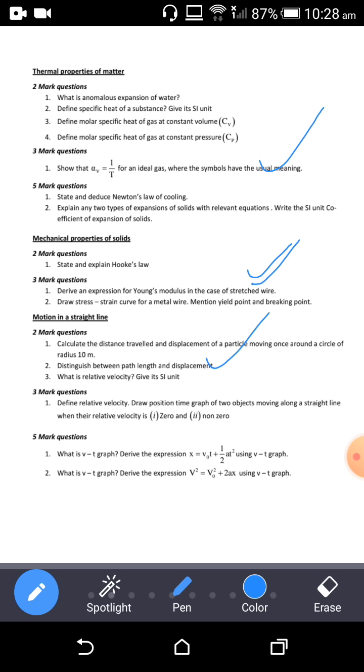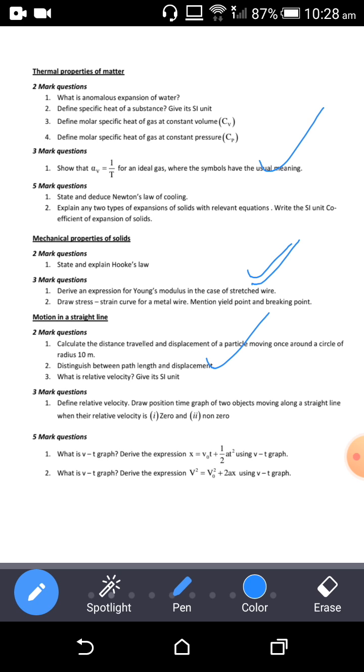Even in the examination you can see they have asked either the position time graph or the velocity time graph. Since the position time graph is not in your examination, don't go through it. They have reduced the syllabus by 30%, so the position time graph has been removed. Hence, go through only the velocity time graph for different cases.